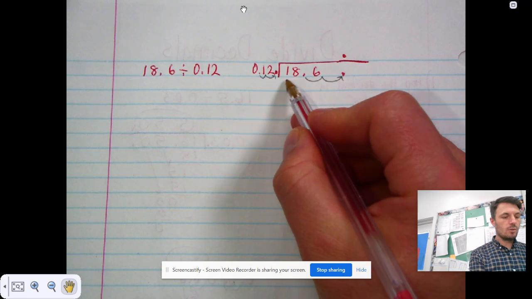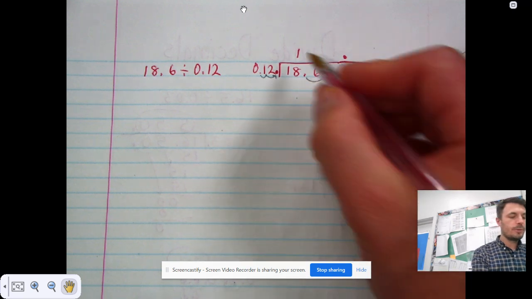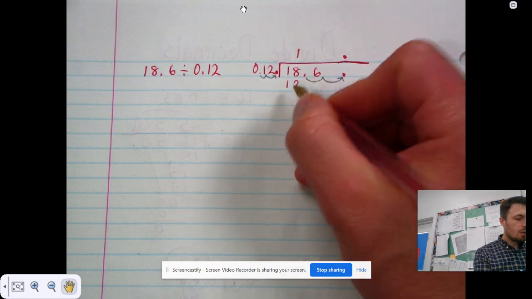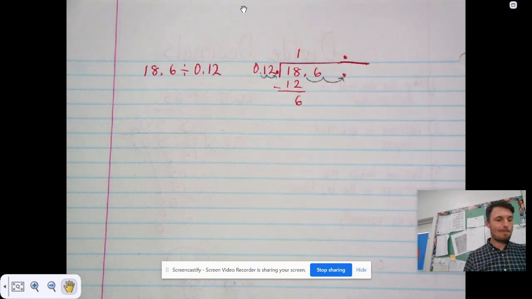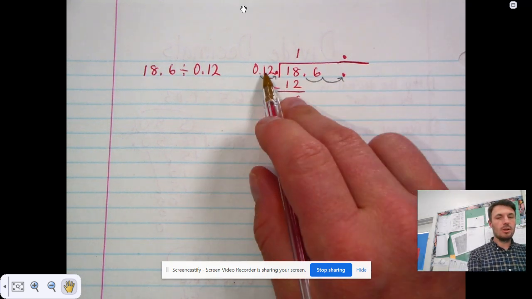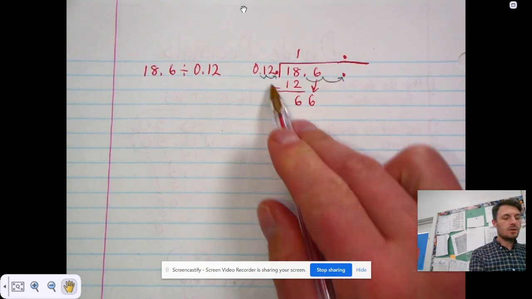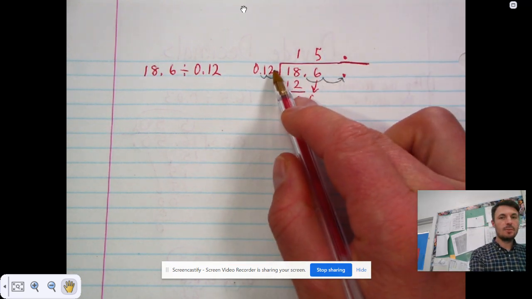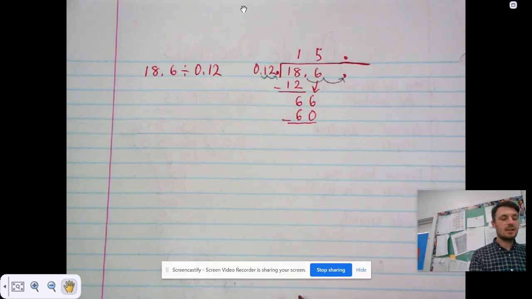We can't fit 12 into 1, but we can fit it into 18. It can fit in 1 time. Now we multiply. 1 times 12 is 12. Now we subtract. 18 minus 12 is 6. Now we compare. Is 6 smaller than 12? Yes. Now we bring down the 6. 12 can fit into 66 5 times because 5 times 12 is 60. And 66 minus 60 is 6.